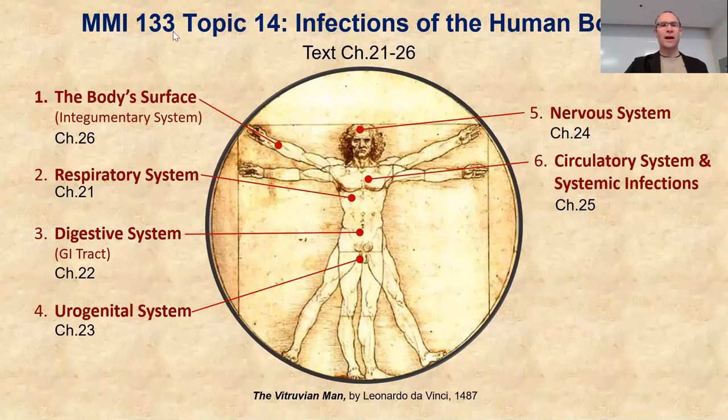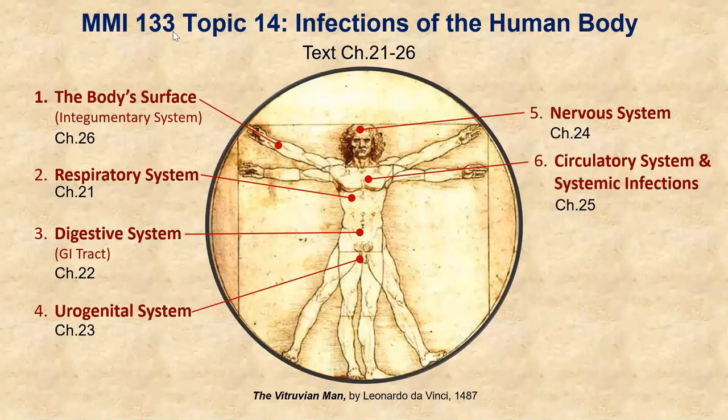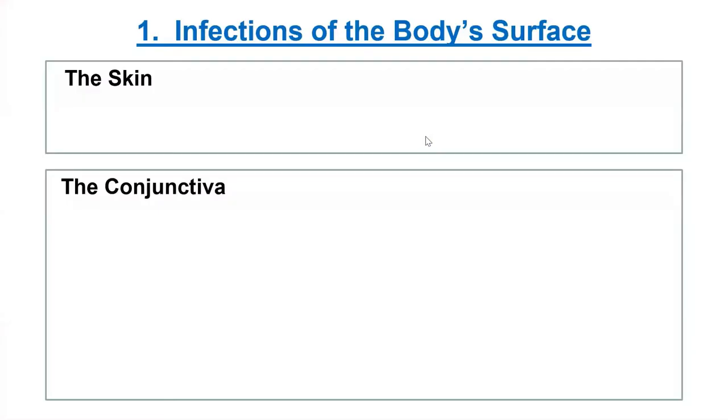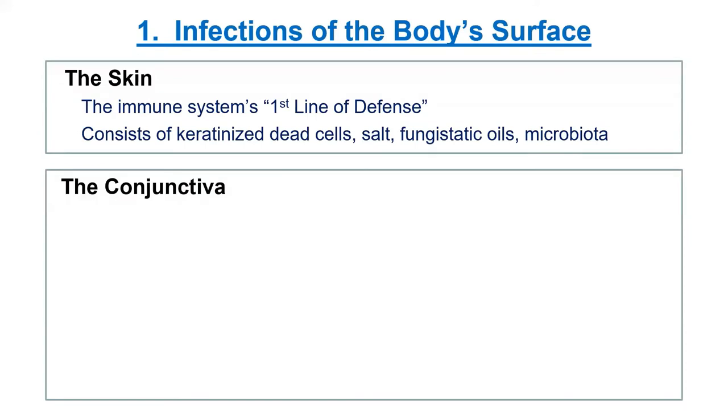All right, let's take a look at topic 14. We're going to talk about infections of the body, and like I said, we're going to talk about the different body systems. And the first body system we want to talk about is infections of the body surface. So infections of the body surface includes the skin. We're going to come back to the skin in a moment. Of course, we just discussed that as part of the immune system as the first line of defense. And it basically consists of dead cells covering some living cells, and there are some secretions and a few other things that are protecting us. So back to the skin in a minute.